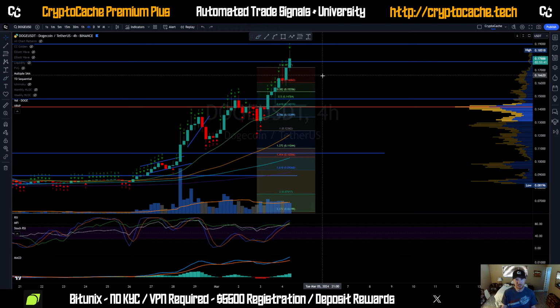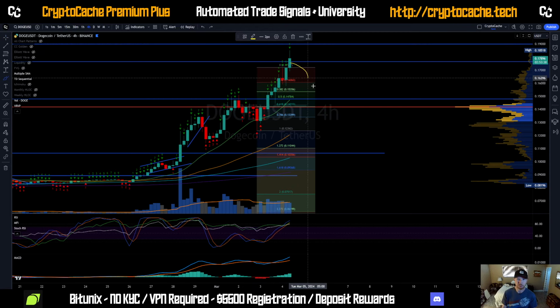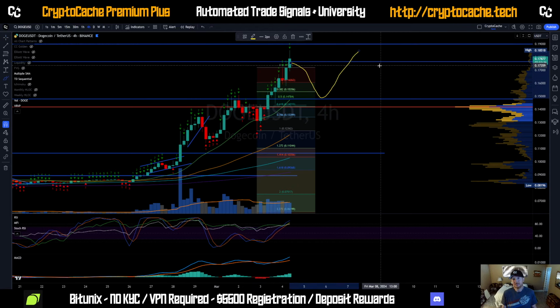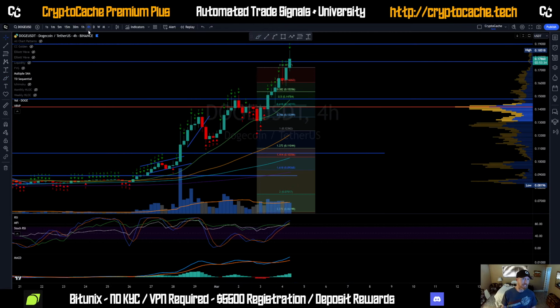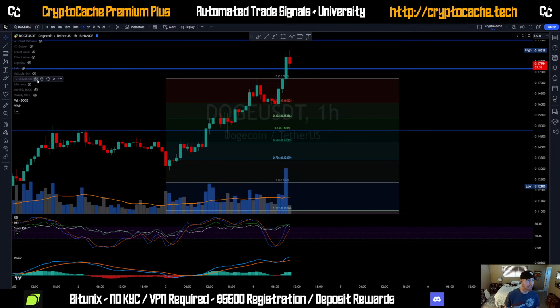No, it would be better off to take a long if and when the price action pulls back here to bounce off the most recent high, the local high. Okay, again, just some things to kind of think about. Hourly time frame. Let's go ahead and wrap this up here.